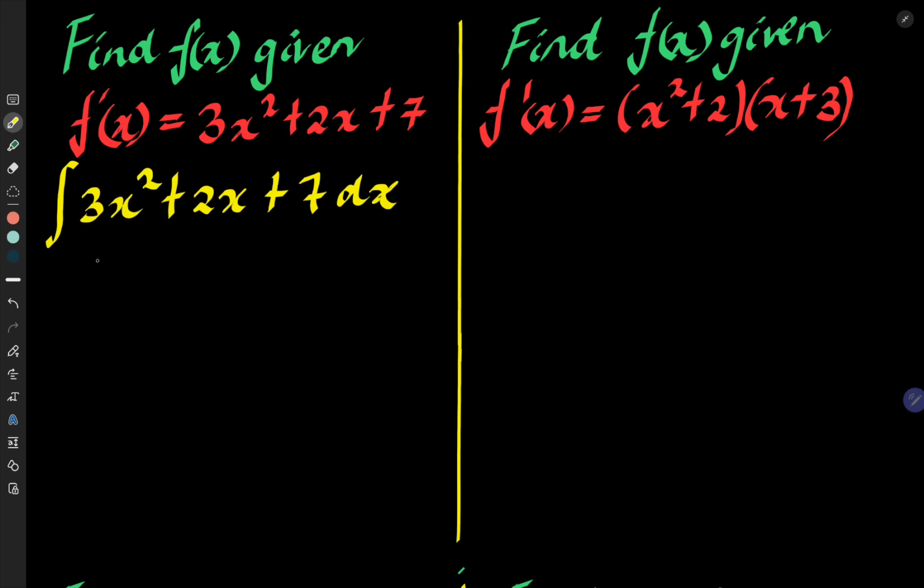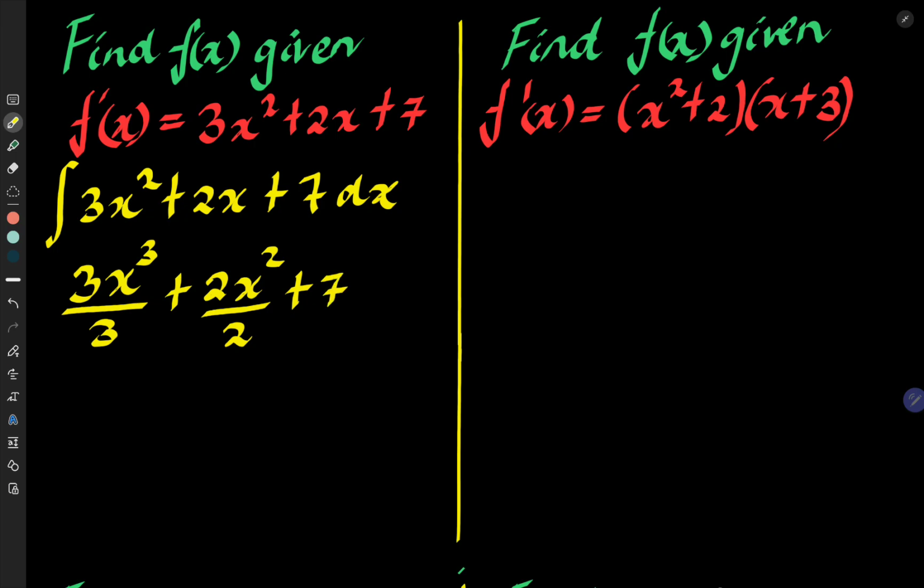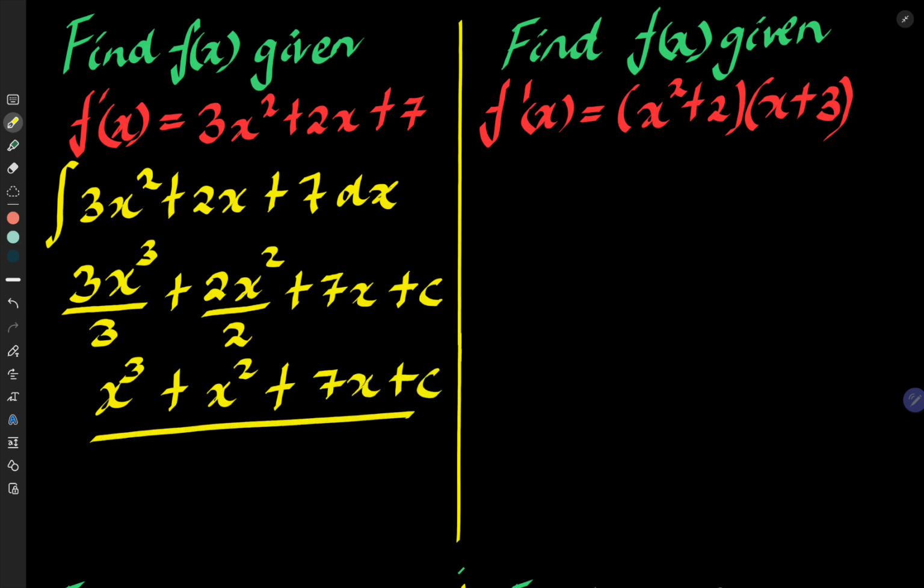Then we integrate that. Remember we add the power, so that will be 3x to the power 3 divided by 3 plus 2x squared divided by 2 plus, this is a constant, remember, so the integral of a constant, you just add an x, because there's an x to the power 0. So if you add 0 plus 1, then you get 7x divided by 1. So you don't write that. Then plus a constant c. And this can be further simplified to x cubed plus x squared plus 7x plus a constant c. And that is the f of x.